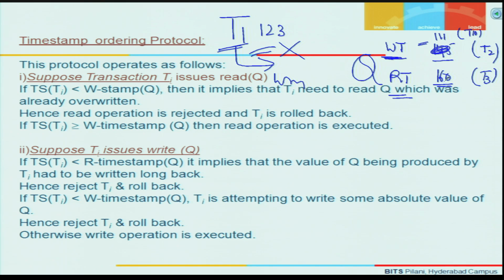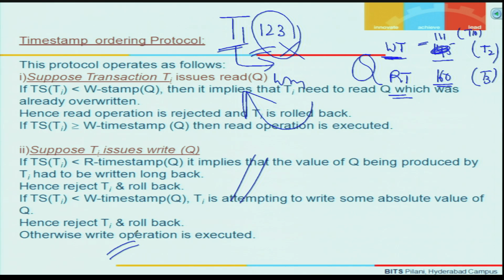The read timestamp is greater than the timestamp. That means that quite recently some transaction T3, which has been started late, has already read the data item Q. Hence, if you try to modify the data item now, then it may lead to inconsistency. Hence in that case we will not allow it to operate, we will reject and roll back this. And if these two conditions are not satisfied, then we can allow the transaction to execute.